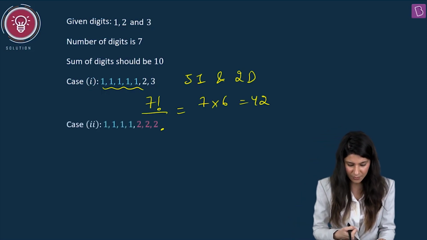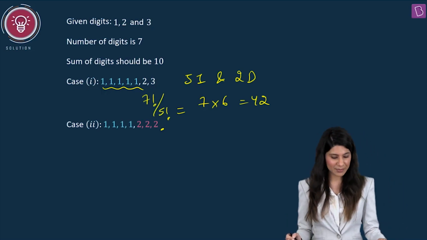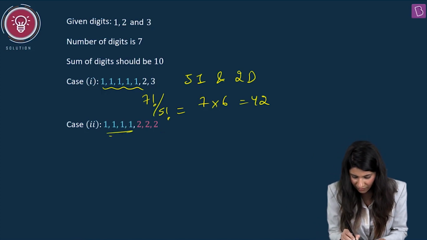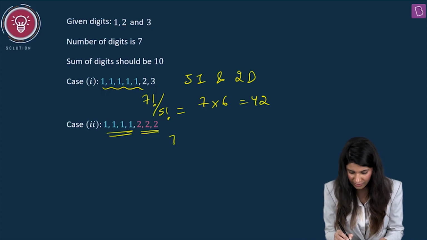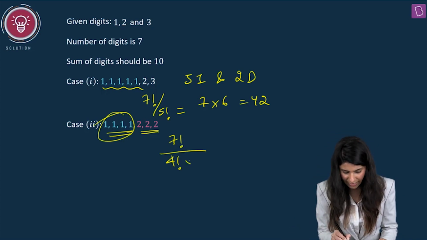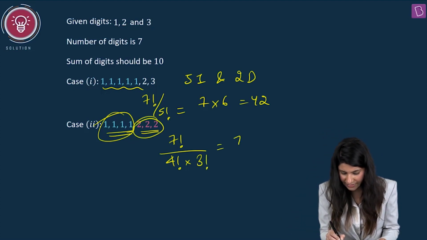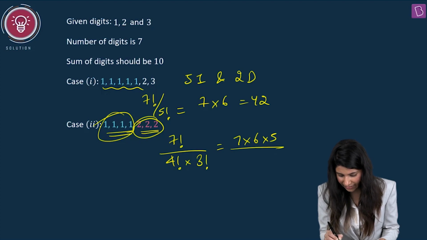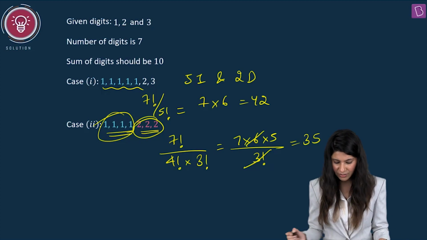Let's move on to case number 2. So here you have 4, 1 and 2, right? Again, 7 digits. So 7 factorial by 4 factorial for the 4 identical, and you have 3 other identical, so 3 factorial. That is 7 multiplied by 6 multiplied by 5 by 3 factorial. These two are gone and you have 35 with you.